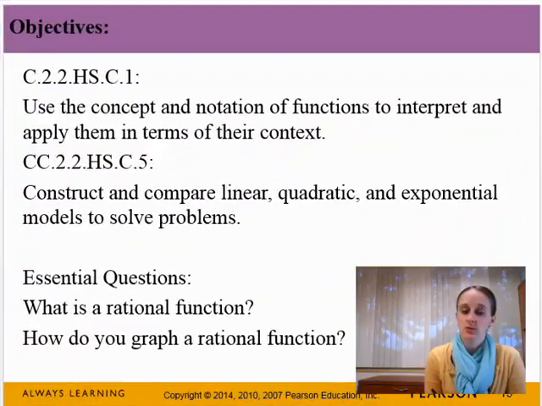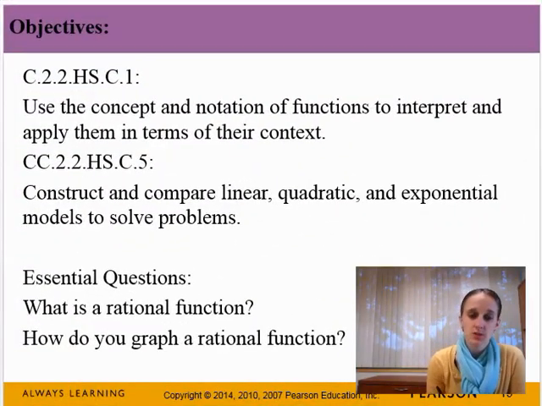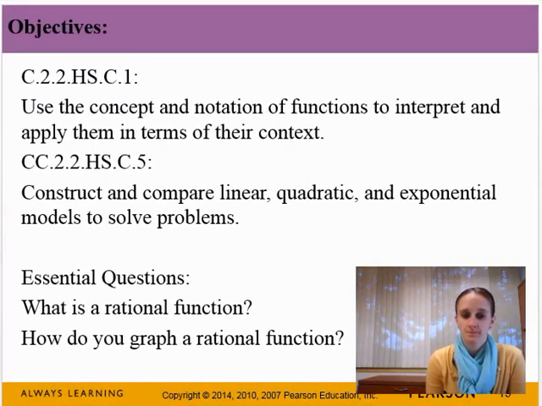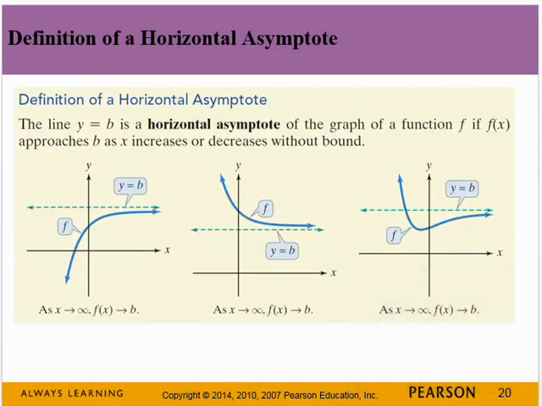Welcome to part 3 of part 2.6 part 1, rational functions and their graphs. Our central questions are the same as they were in the last two videos. What is a rational function, and how do you graph a rational function? So, we're going to talk about horizontal asymptotes. Last time we talked about vertical asymptotes.